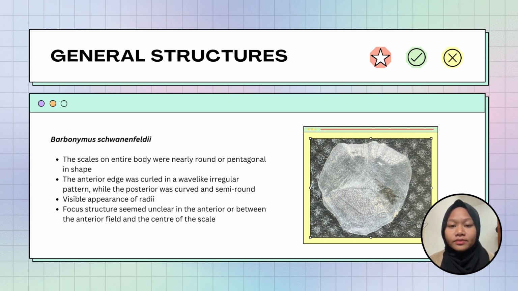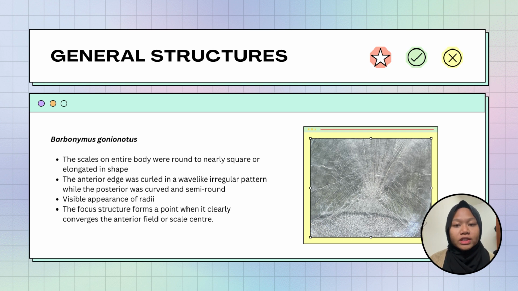For Barbonymus gonionatus, the scales on the entire body were round to nearly square or elongated in shape. The anterior edge was curled in a wave-like irregular pattern, while the posterior was curved and semi-round. Visible appearance of radii. The focus structure formed a point when it clearly converged at the anterior field or scale center.